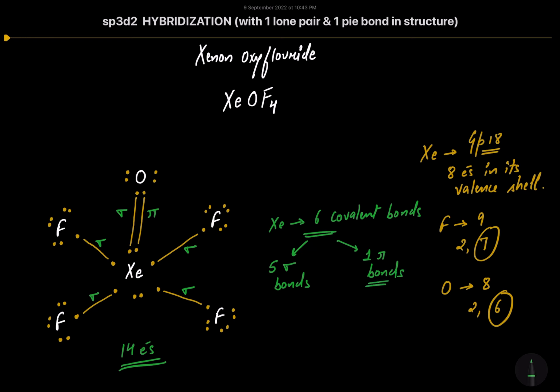But in total, firstly, we are having a total of 6 covalent bonds. If xenon has to form 6 covalent bonds, then the xenon atom must have 6 atomic orbitals containing 1 electron each that can overlap with the 4 atomic orbitals of 4 fluorine atoms and the 2 orbitals of 1 oxygen atom for the formation of 6 covalent bonds.